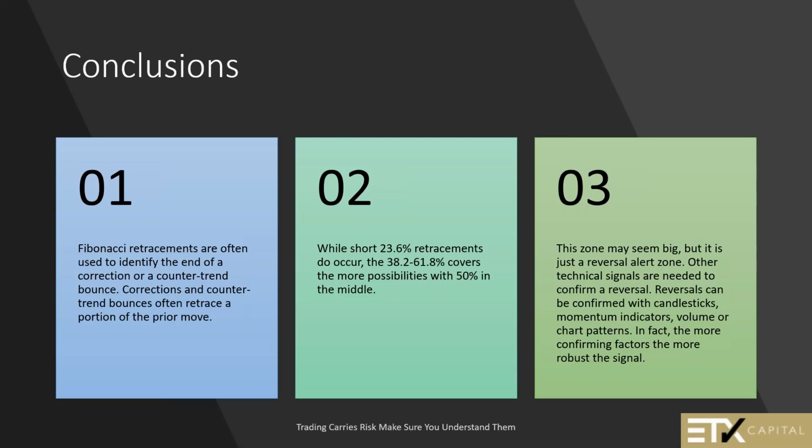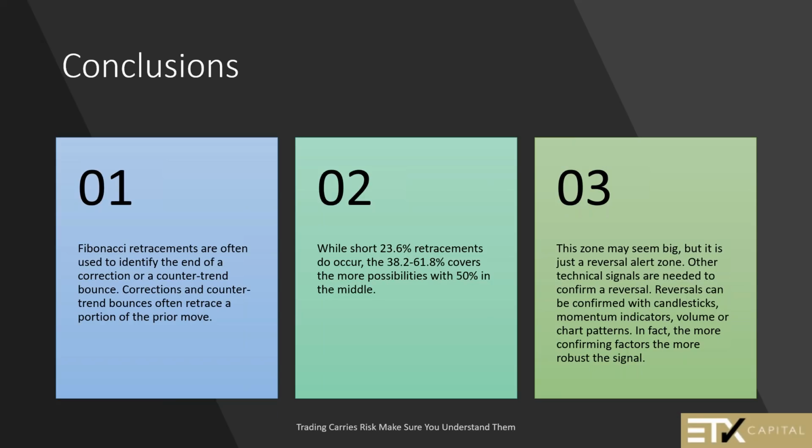One of the best tools I find to combine with fibs is to look at volume. Volume will help you know where the traders are or how the traders are reacting to each one of these levels. Fibonacci retracements are often used to identify the end of a correction or counter trend bounce. Corrections and counter trend bounces often retrace a portion of their prior move.